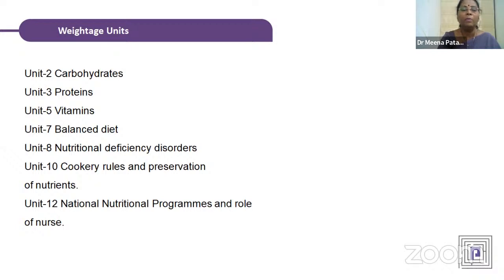Then cookery rules and preservation of nutrients, which a person studying nutrition must know, so that when they communicate with the patients or their clients, or with other members of the community, whether on a one-on-one basis or in a larger group, they have to tell the people how to preserve the nutrients when they do the cooking every day. Then, of course, the National Nutrition Program, because the government is doing so much for providing proper nutrition to the underprivileged.